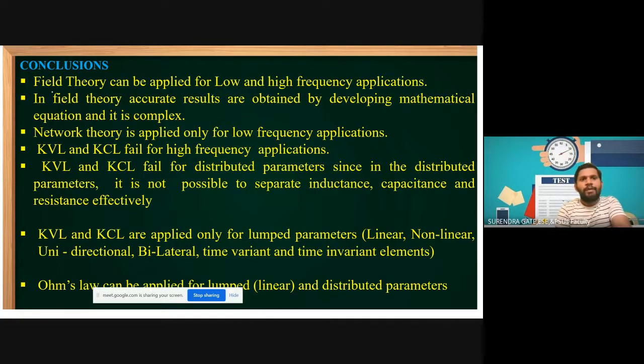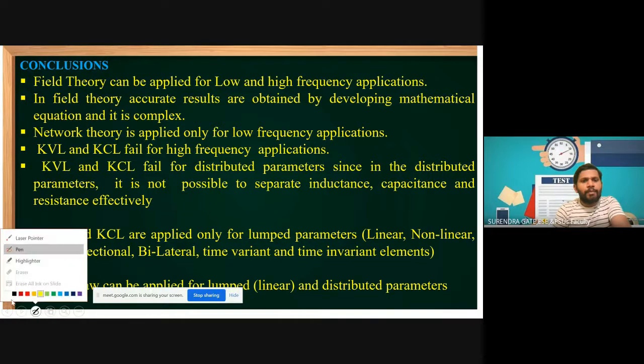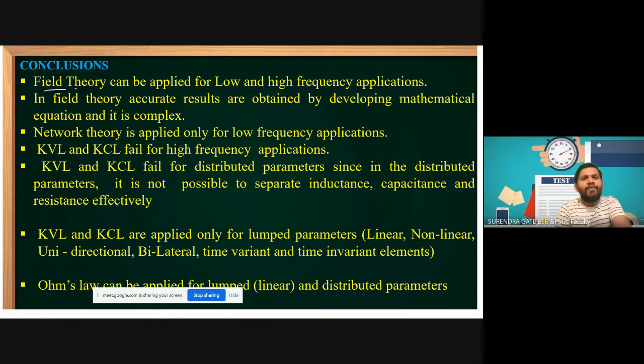Yes, sir. The field theory point was already given. Field theory can be applied for low and high frequency applications. For any frequency, from 0 frequency to any frequency, we can apply the field theory. In field theory, accurate results are obtained. Very important for assertion and reasoning questions also. For assertion and reasoning questions, mainly from the ESE point of view, these statements are very important.